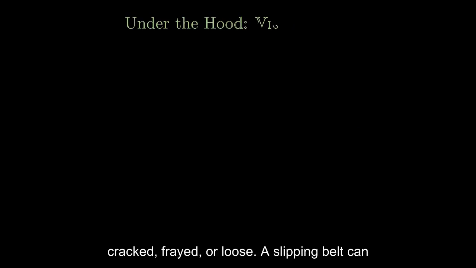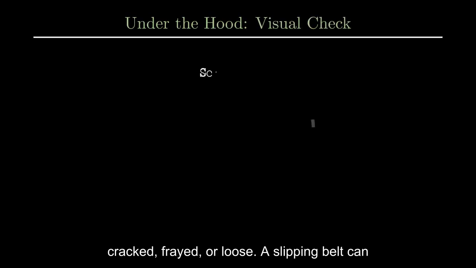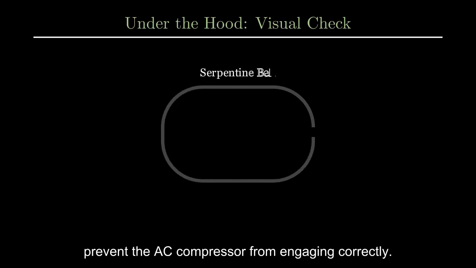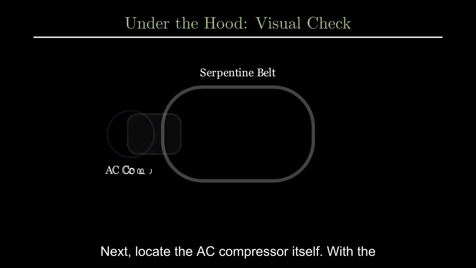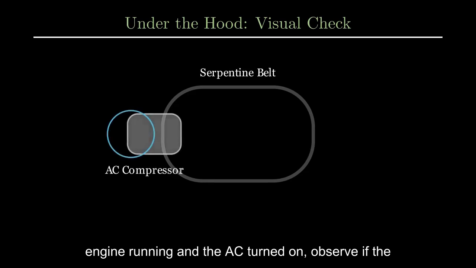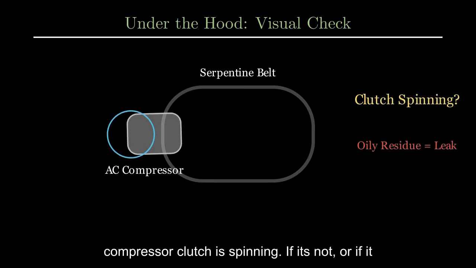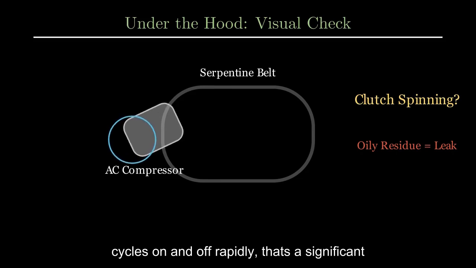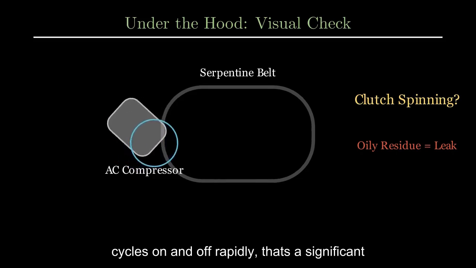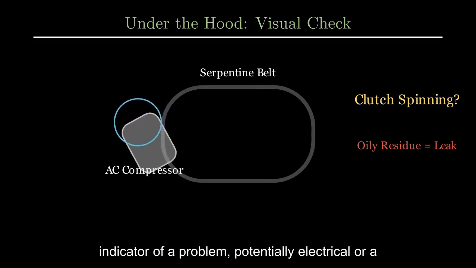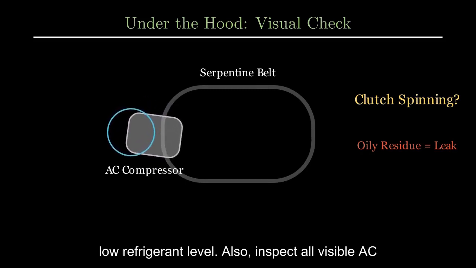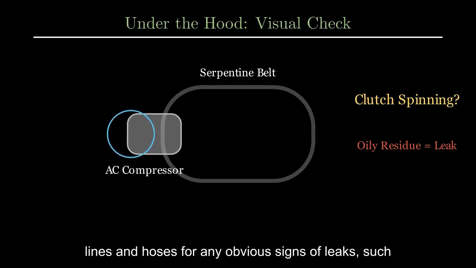Our first practical step is a thorough visual inspection under the hood. Begin by checking the serpentine belt to ensure it's not cracked, frayed, or loose. A slipping belt can prevent the AC compressor from engaging correctly. Next, locate the AC compressor itself. With the engine running and the AC turned on, observe if the compressor clutch is spinning. If it's not, or if it cycles on and off rapidly, that's a significant indicator of a problem, potentially electrical, or a low refrigerant level. Also, inspect all visible AC lines and hoses for any obvious signs of leaks, such as oily residue or damage.